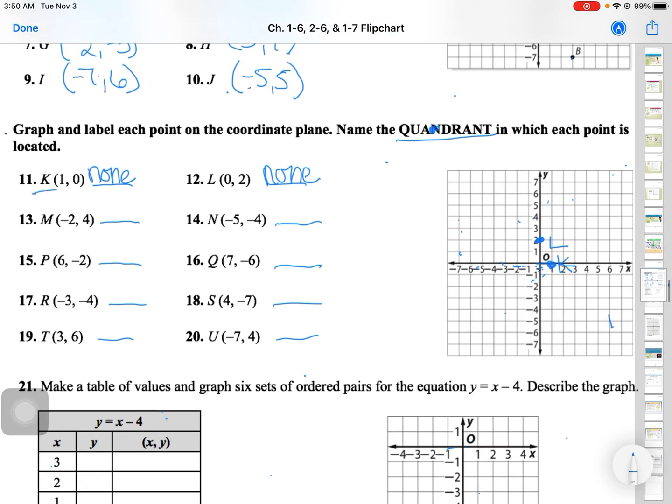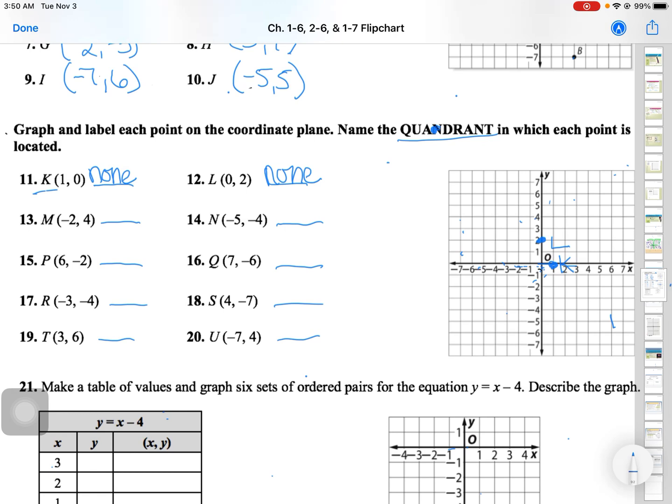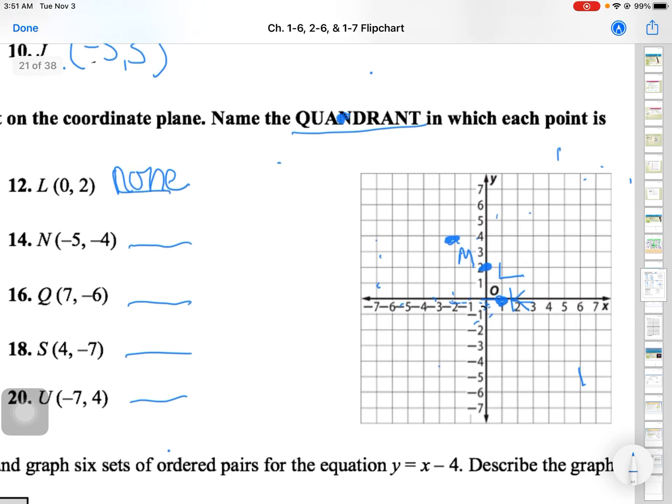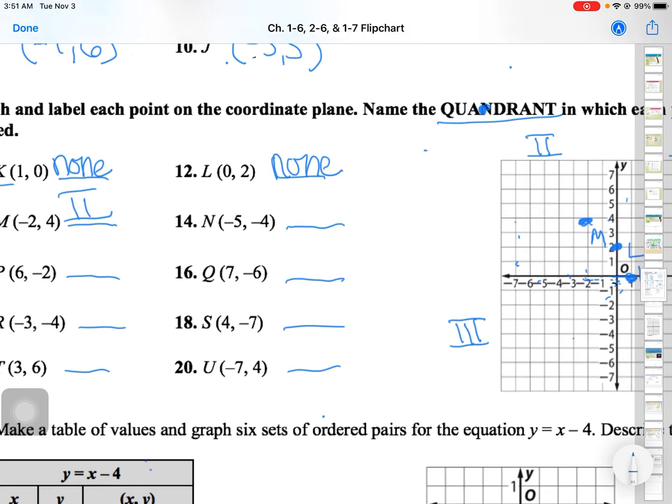Okay, for M, I am going over -2, up 4, plotting my M, and that is in quadrant 2. Oh, you know what I forgot to do? I always tell kids to do this. I'm going to come over here and label my quadrants from my foldable right on my graph so that I don't have to keep looking back.